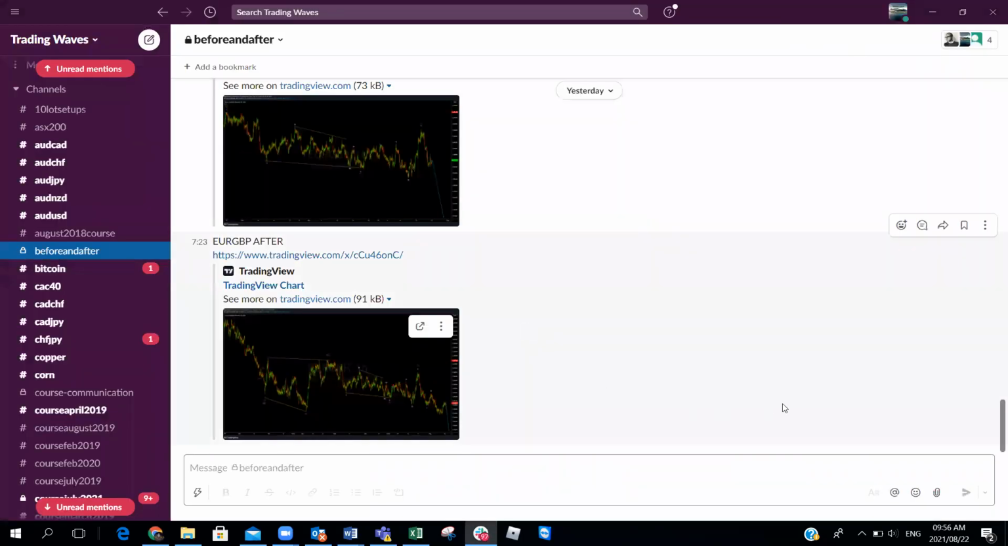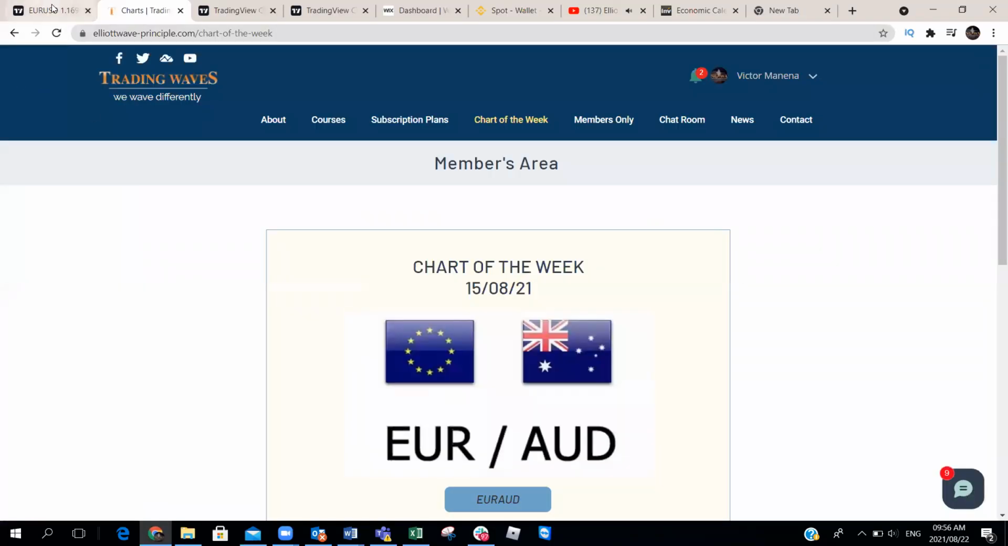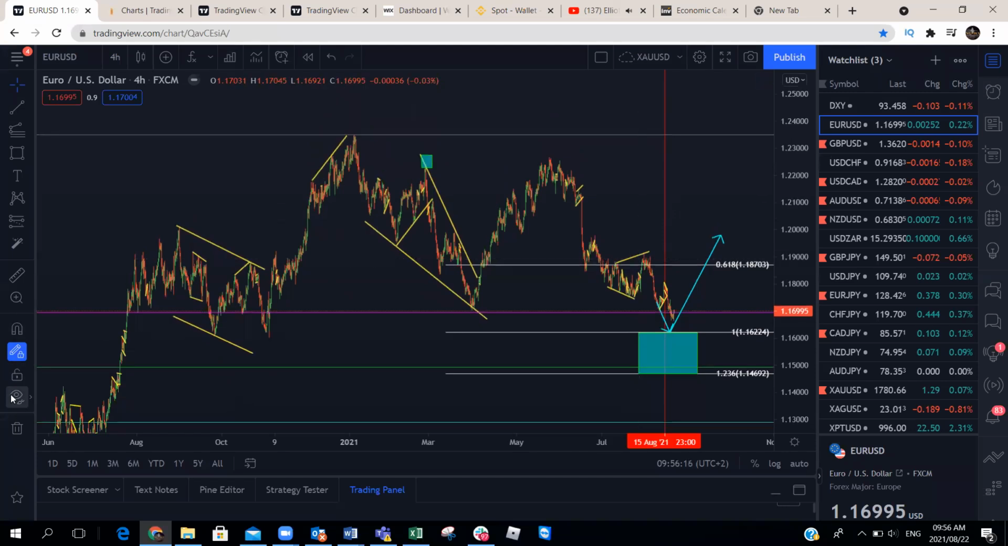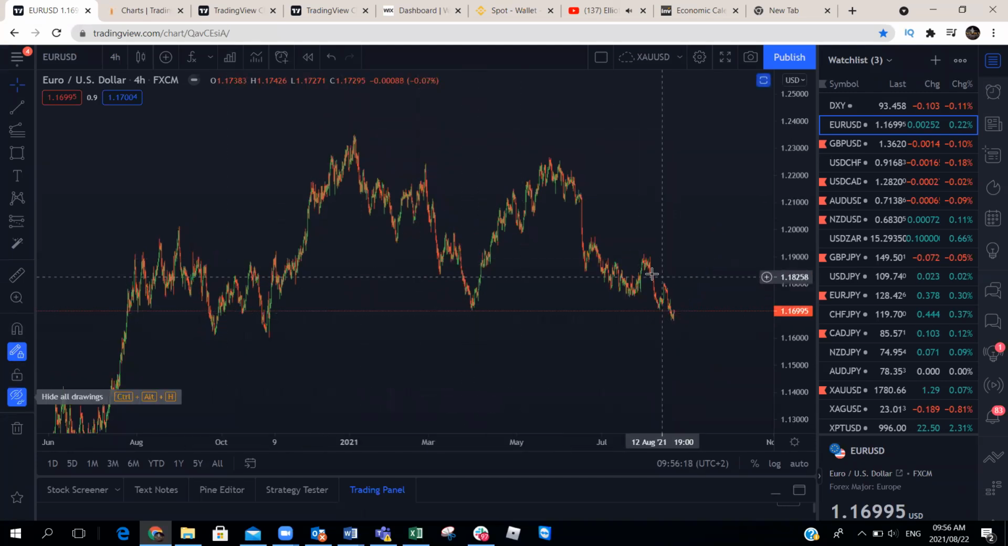So let's have a look at how we're forecasting the market in the next coming week. Let's start. Right, so let's switch everything off here. So let's look at the structure. Let's just look at the structure before we look at the cycle and the sequence. So Euro US dollar, what are we expecting of Euro US dollar?